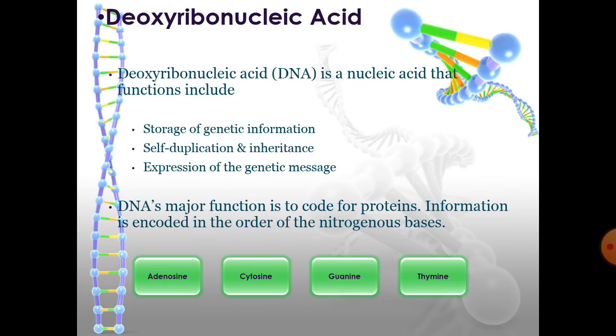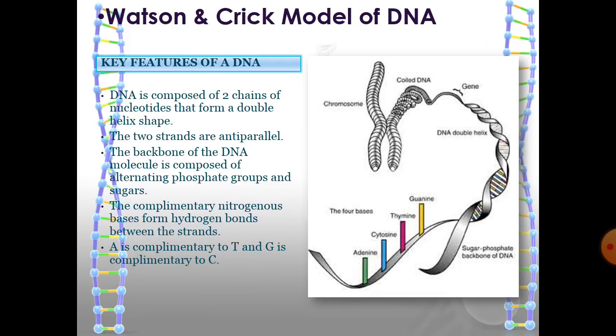Now, DNA's major function is to code for proteins. Here the information is encoded in the order of nitrogenous bases, 4 nitrogenous bases, and this is the structure of DNA. It consists of two chains which are coiled around each other to form a double helical shape. Here the two strands are antiparallel, and the backbone of the DNA molecule is composed of alternating phosphate groups and sugars.